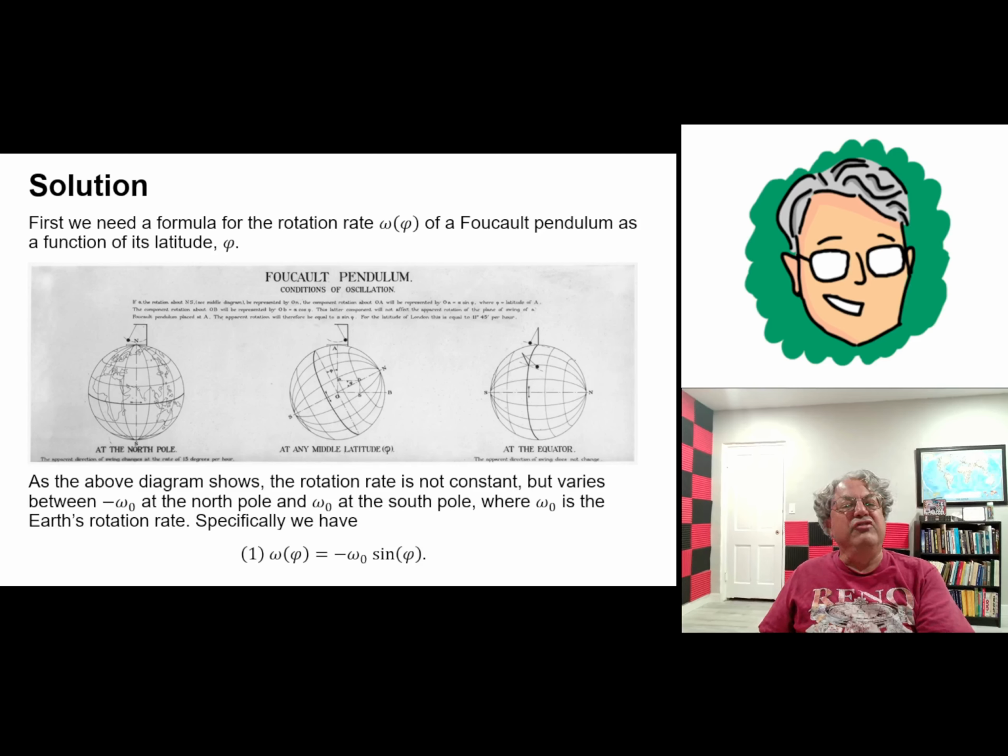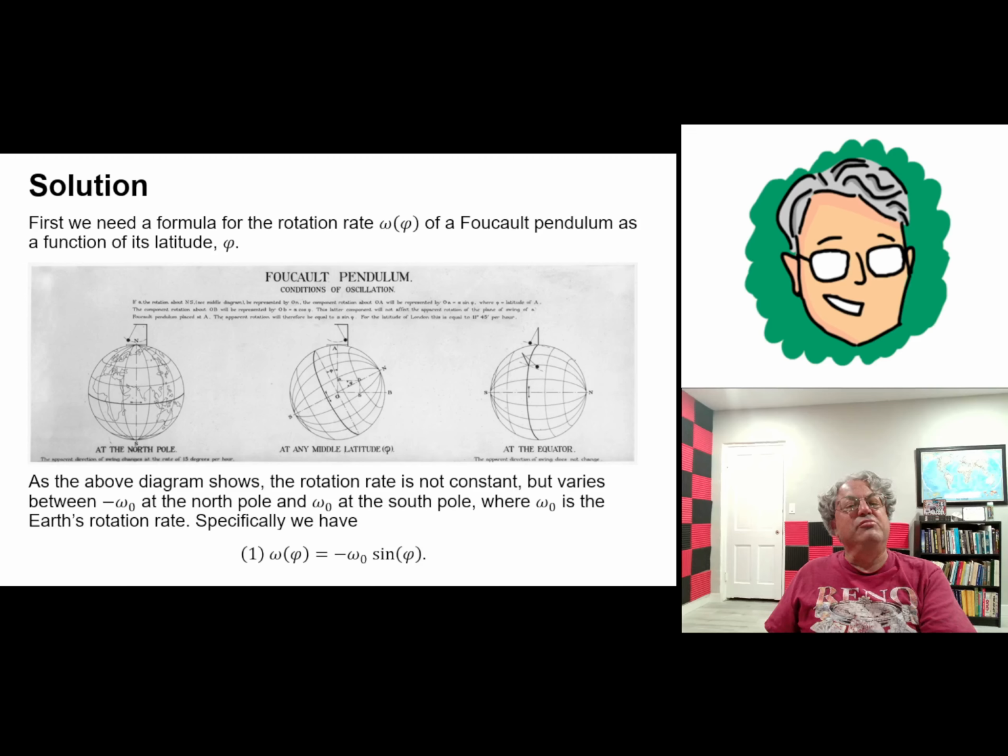But if you put it at some intermediate latitude, what you really care about is the sort of projection of the direction of rotation of the Earth with respect to the plane of oscillation of the pendulum. And that's going to be proportional to sine of phi, where phi is your latitude.